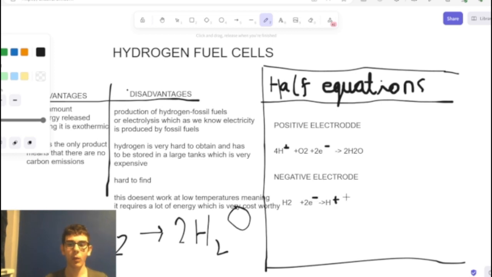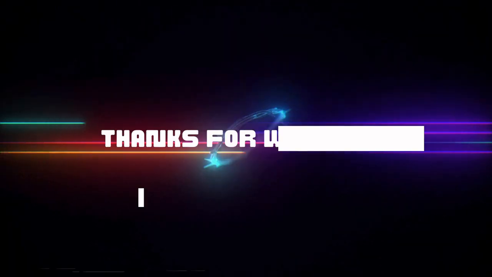And that's all of C5 covered. That is hydrogen fuel cells. You are going to need to know this because this is definitely going to come up in the exam. We see this year on year, so revise it.